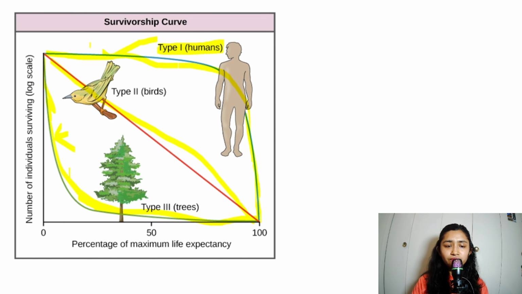So the generalized pattern is type 1, which is for humans: low mortality and good survival at early age, but as they age, their mortality is higher. Type 3 is low survival and high mortality at young age, and when they survive, their survivorship is good. And type 2 is a uniform mortality pattern for all age classes.